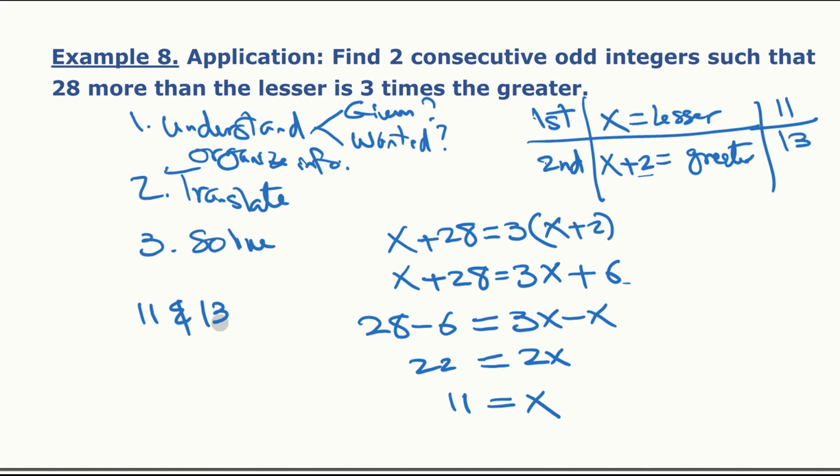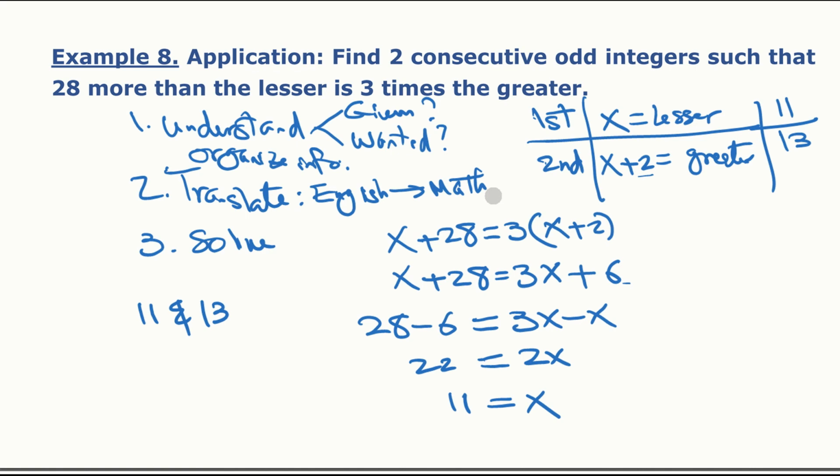All right, so remember, game plan. Understand what's given, what's wanted. In the phase of understanding, also organize your information, then translate. Of course, we don't mean from French to English or anything. We mean from English to mathematics. And then you're going to solve.